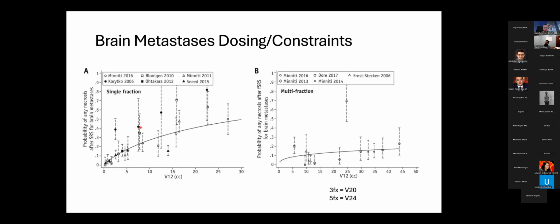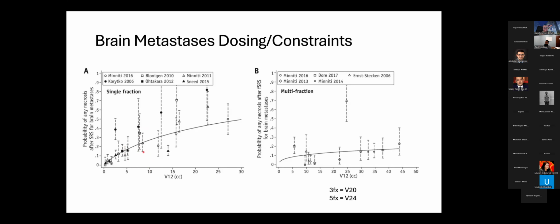First of all, it's not clear where the cutoff should be. Should it be 5 cc's? Should it be 8 cc's? Should it be 10 cc's? And so we don't have a clear cutoff, although I do look at this number and I prefer it to be less than 10 cc's for a single fraction radiosurgery dose.